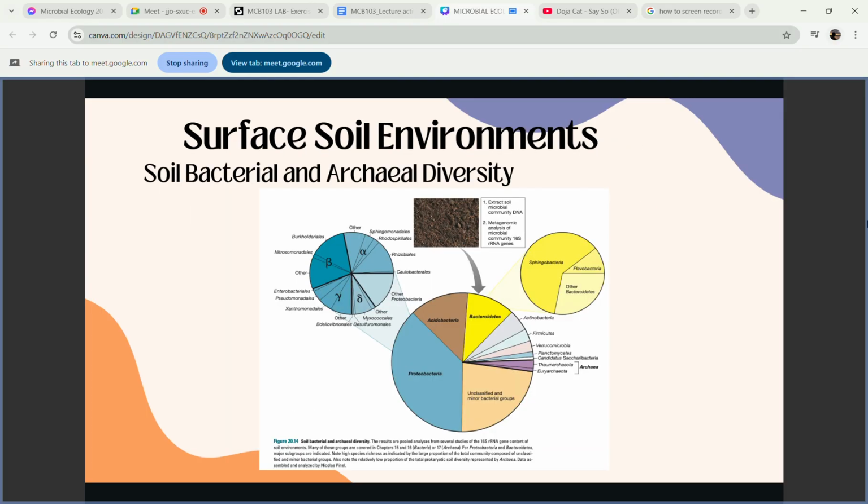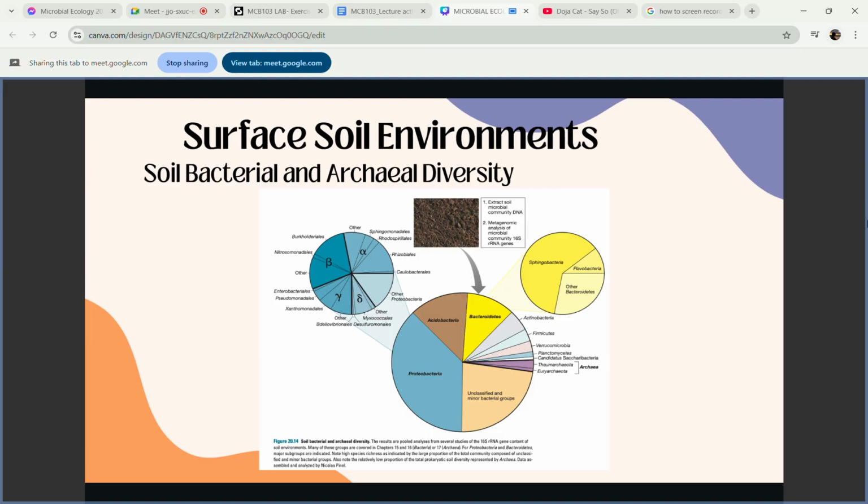The soil is highly diverse when it comes to bacteria and archaea species. There are thousands of species per gram of soil, and it is influenced by factors like soil type and geography. In agricultural soils, agricultural practices often reduce this microbial diversity.